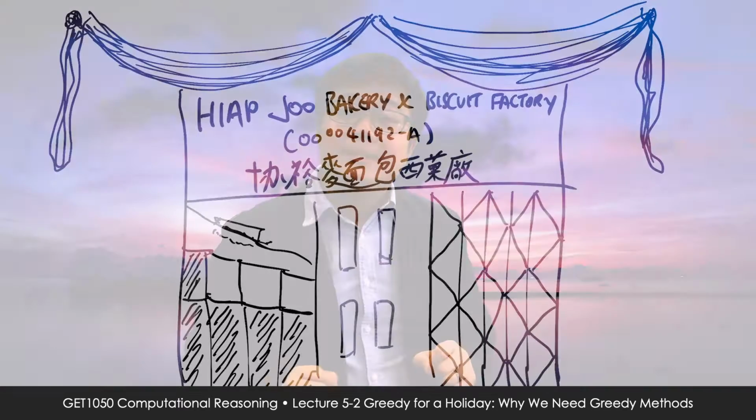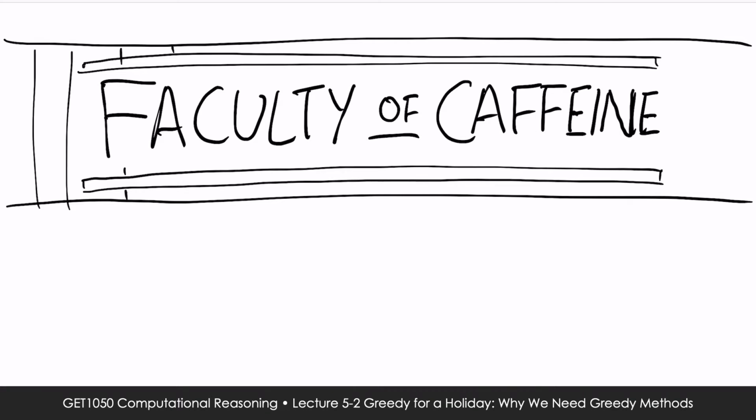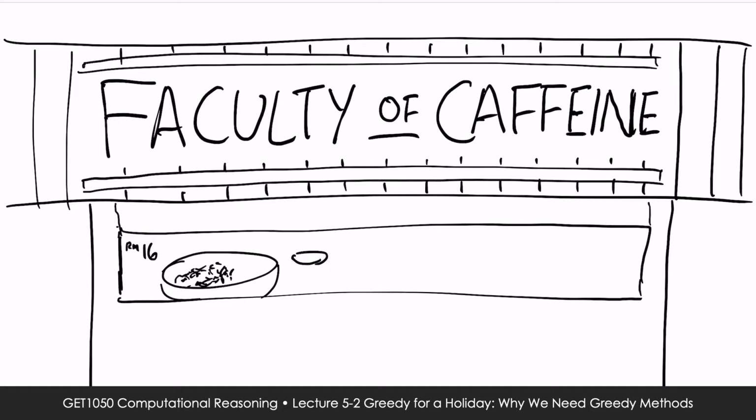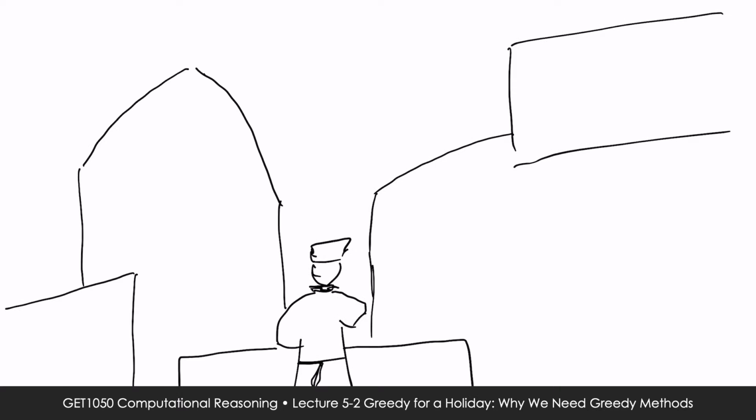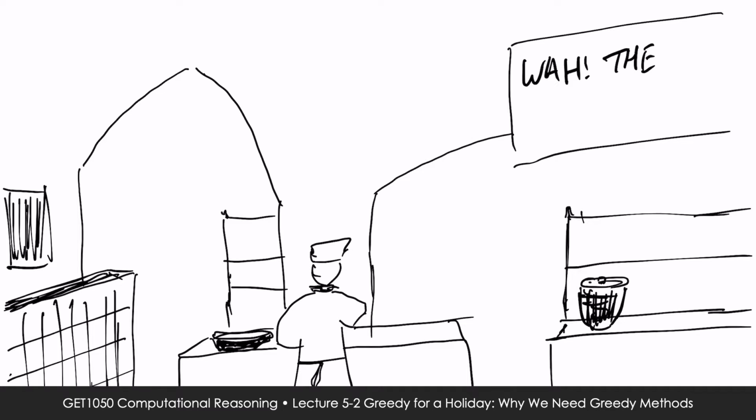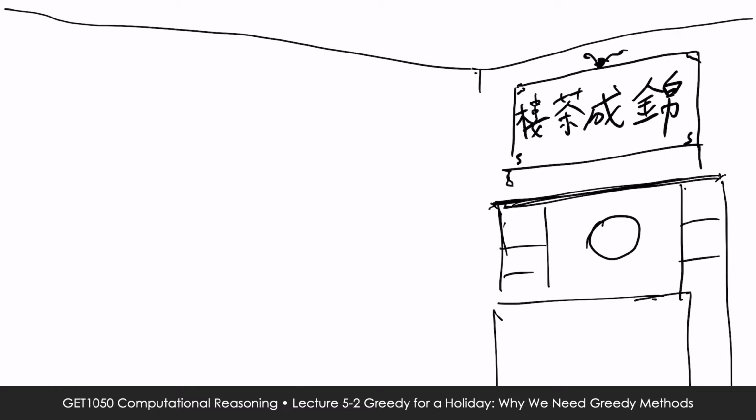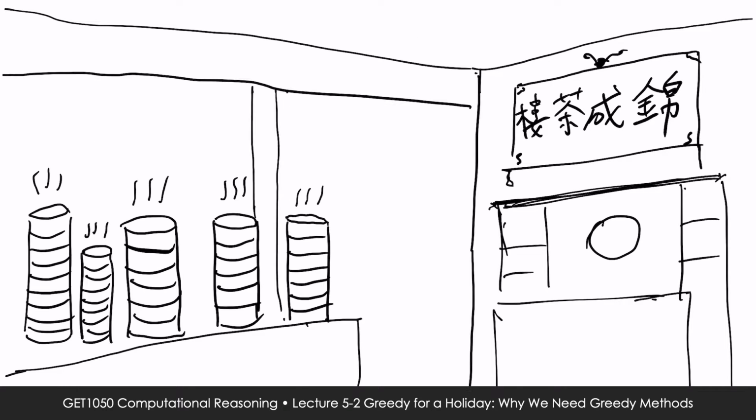Now, we also have places that we want to eat. There is Faculty of Caffeine. Haha! And then there's my favorite roti prata place, or as the Malaysians call it, roti canai, restaurant Syed SJ. And then there's a really good dim sum place, restaurant Kim Cheng Dim Sum.